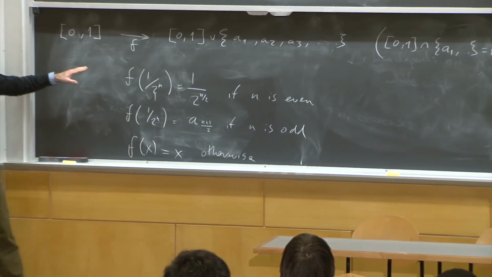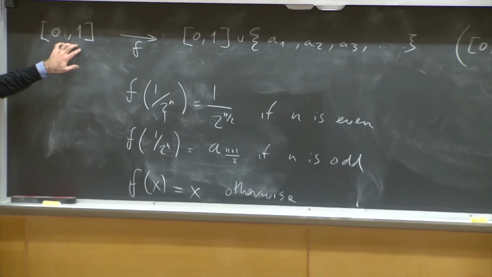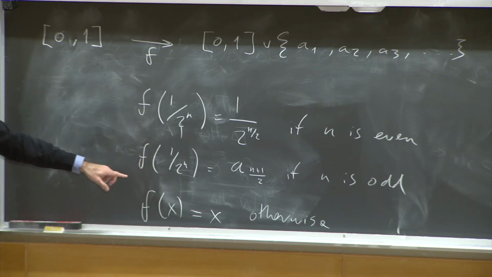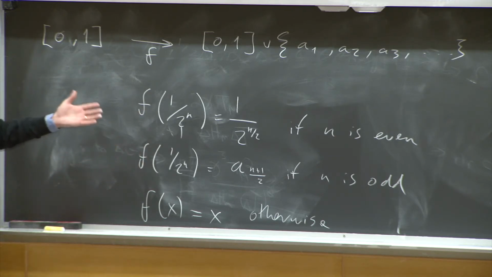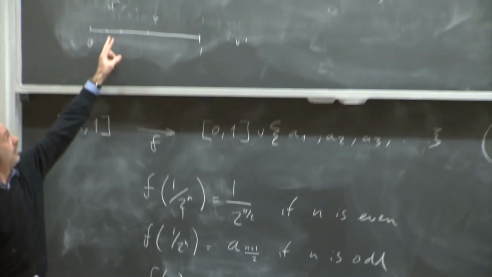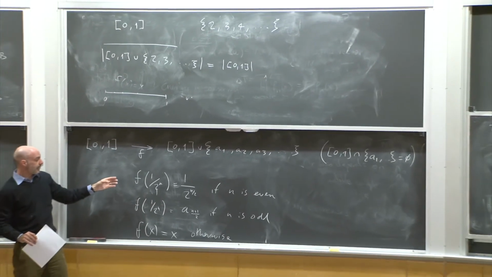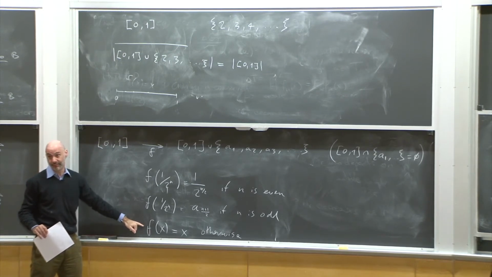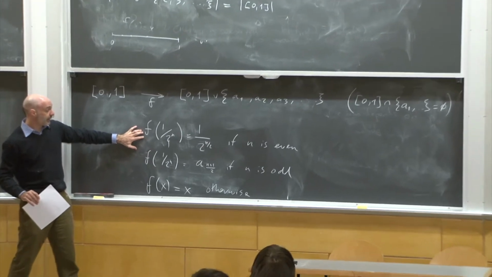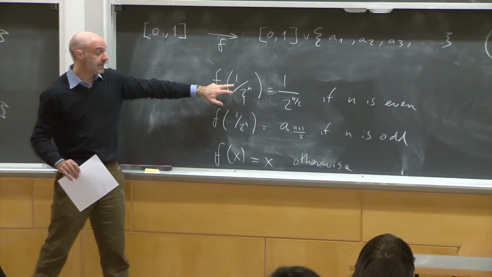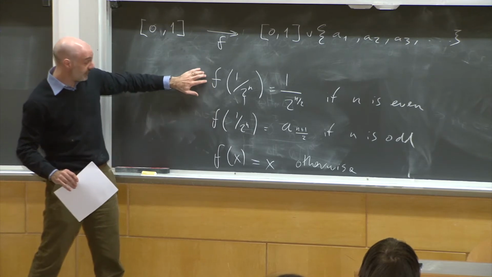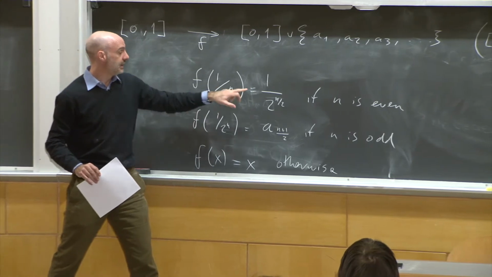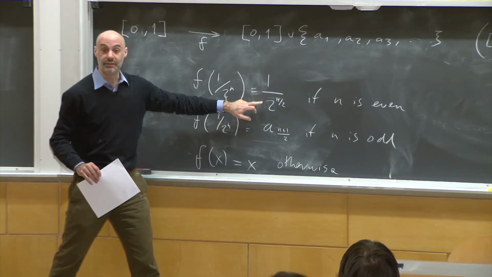So the function is going to treat points in here differently, depending on whether they're of the form 1 over 2 to the n or not. The points that are of this form are exactly the ones that we selected. For the ones that are not of that form, our function is just going to be the identity function. For the ones that are of this form, what we do with them depends on whether n is even or odd. If it's even, then we're just going to take 1 over 2 to the n to 1 over 2 to the 1/2 of n.